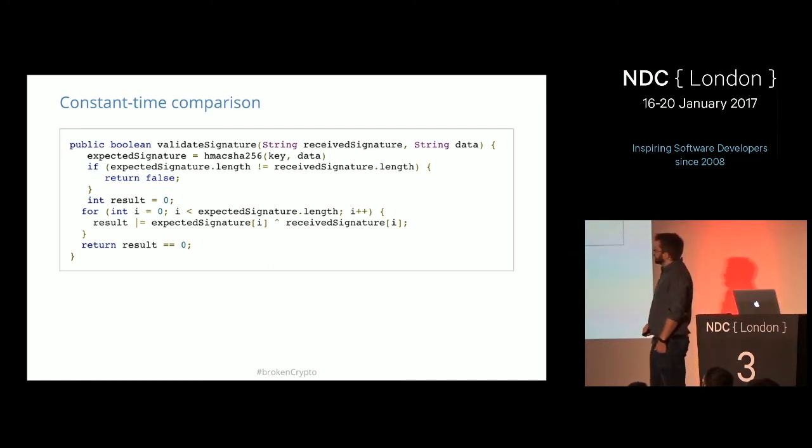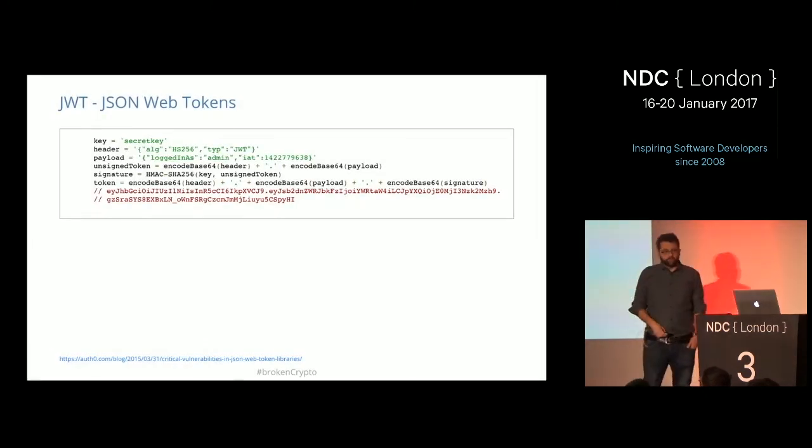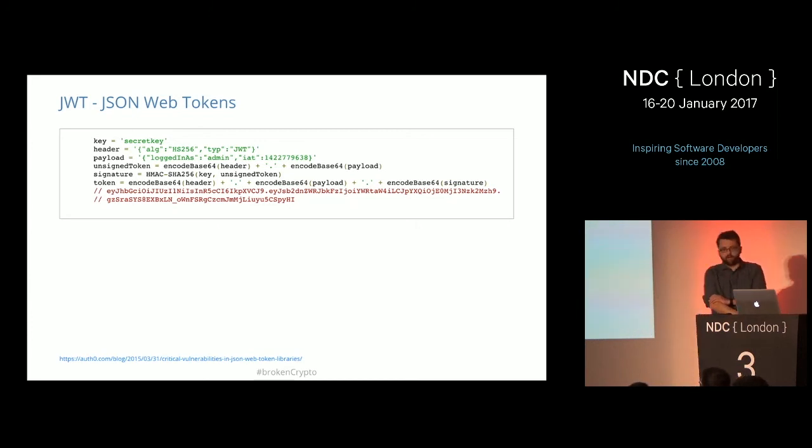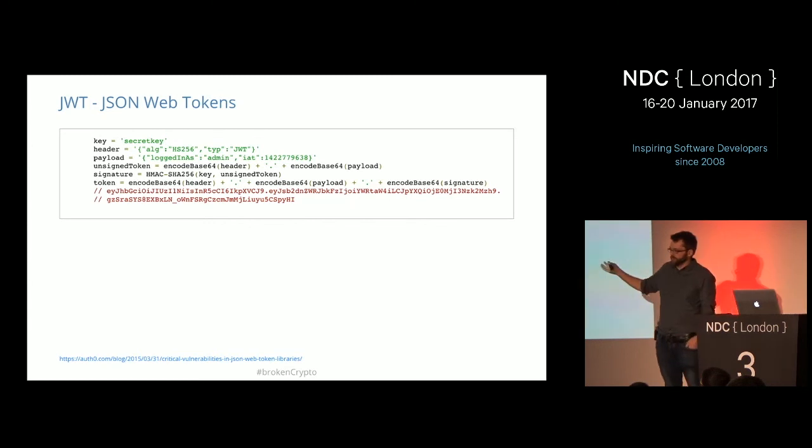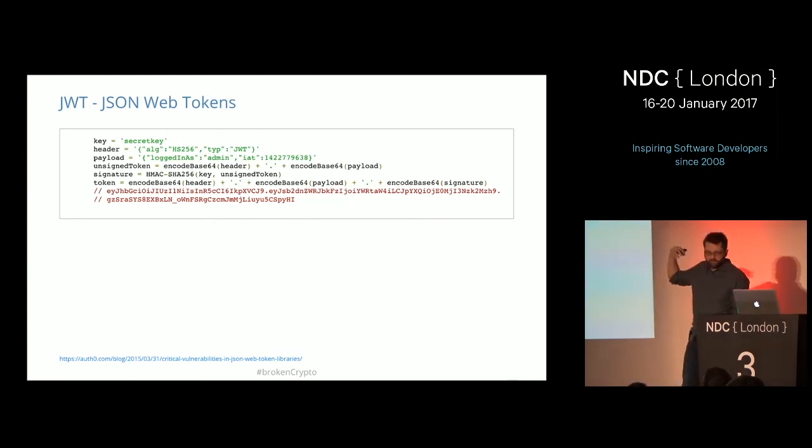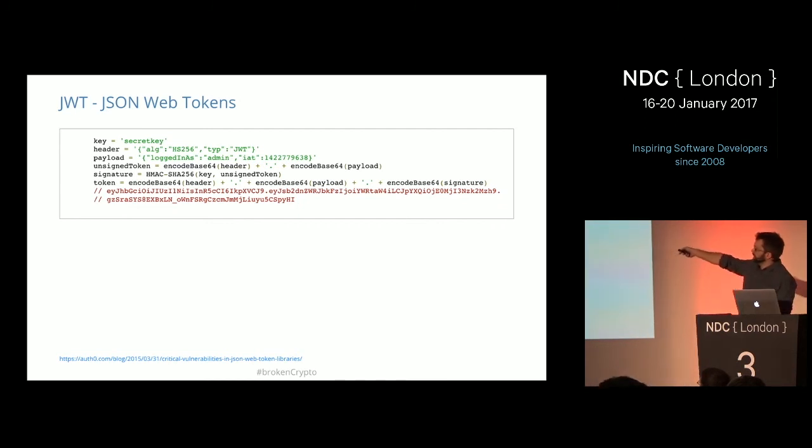So the next thing we could think about is JSON Web Tokens, because those have become quite popular. Typically, when we're using a JSON Web Token, we can encode it in many different ways. In this case, we're using HMAC SHA-256. So we have a header that tells us which algorithm is in use. In this case, that's HS256, that's HMAC SHA-256. And the type is JWT. And the payload is logged in as admin, and there's a timestamp.